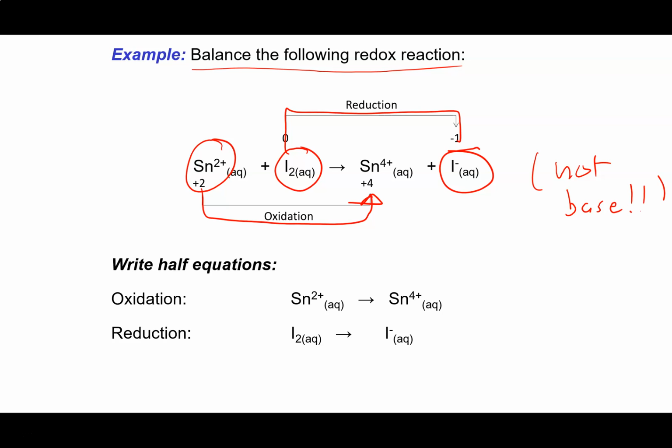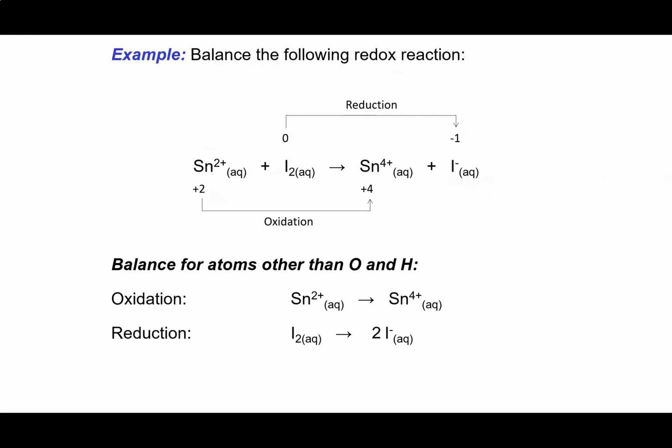Now what are we going to do? Balance atoms that are not oxygen or hydrogen. So 1 tin, 1 tin. It's already done. 2 iodines, and I had to add in the 2 there to get the iodines to balance. So now that's balanced. What do we do now?